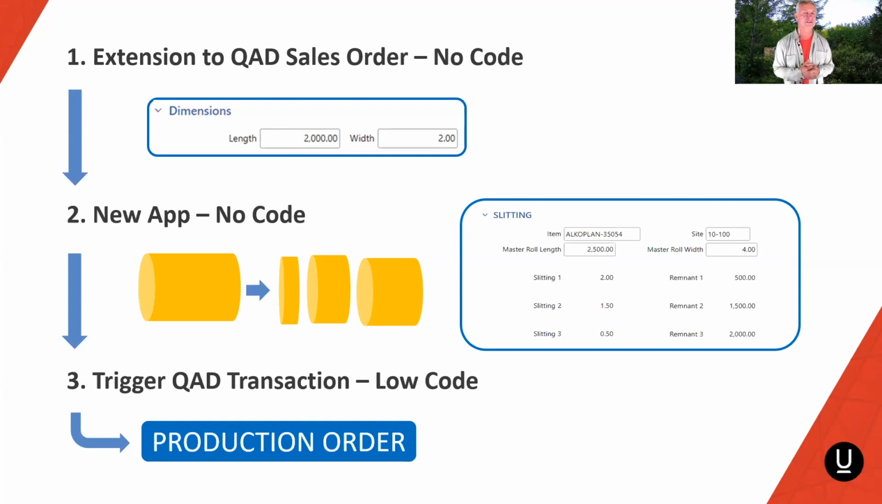The third step is you have the ability to trigger a QAD transaction. This is low code, and we'll see why. After deciding how you need to slit, and the length, etc., the system is able to automatically trigger a production order. The system will create a production order according to the slitting dimensions, so the operator at the shop floor will get all the instructions. Why did I put it here in low code?